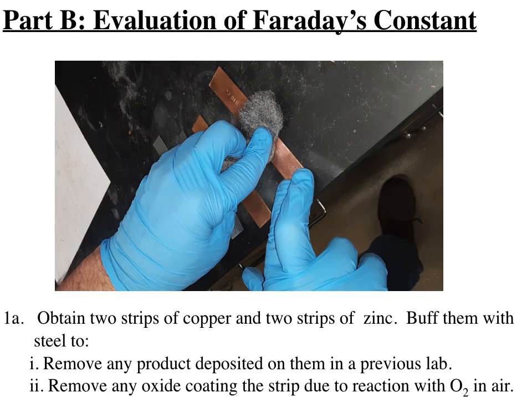Let's now again turn to the procedure that we were to perform in order to determine Faraday's constant. Again, this procedure can be found in the lab manual on page 48, and we're now following through part B. First I'm going to get 2 strips of copper and 2 strips of zinc, and as I did previously in part A, I'm first going to get some steel wool and clean them up in order to remove any contaminants from usage in previous labs, and also to take away any oxidizing coating.